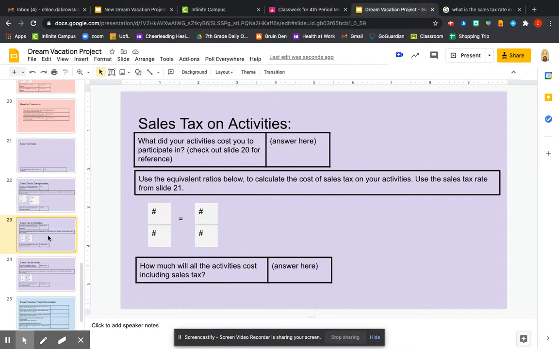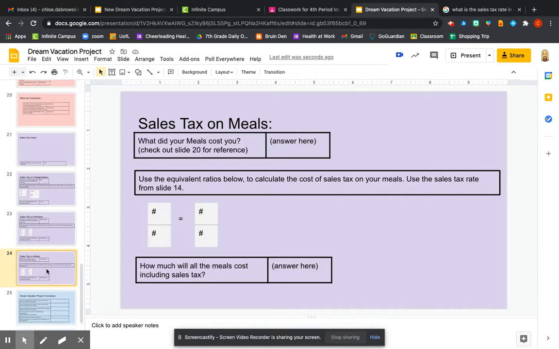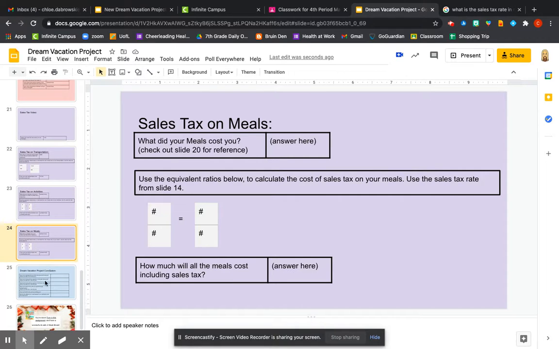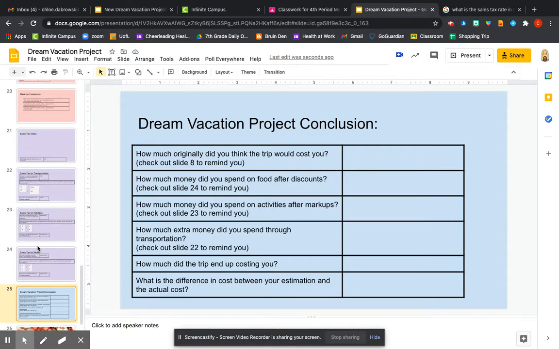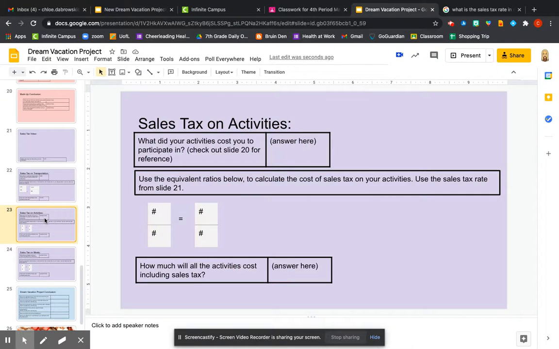So you guys need to do those on your activities and your meals as well, and then start working on your conclusion. All right, if you guys need anything, again, as always, let me know. Otherwise, feel free to work on your ratios and get solving for those values.